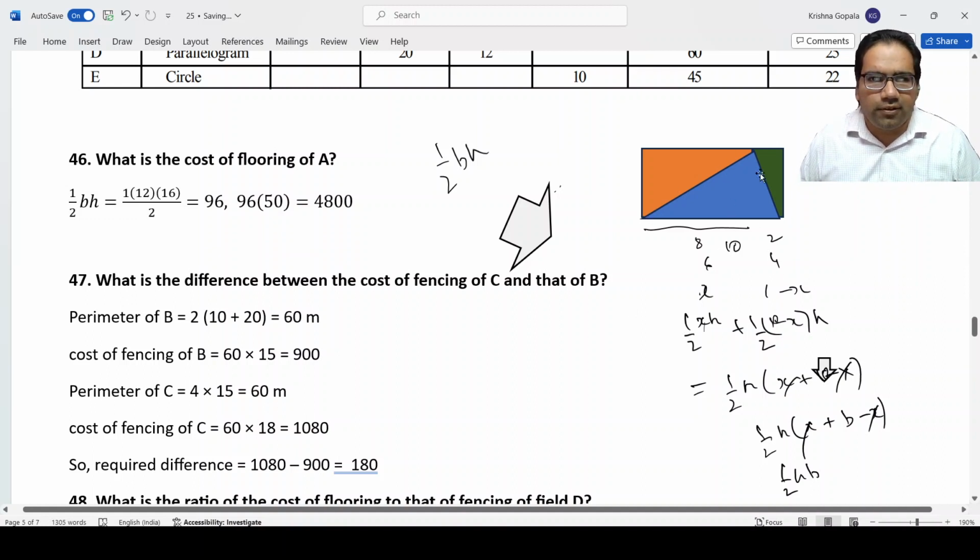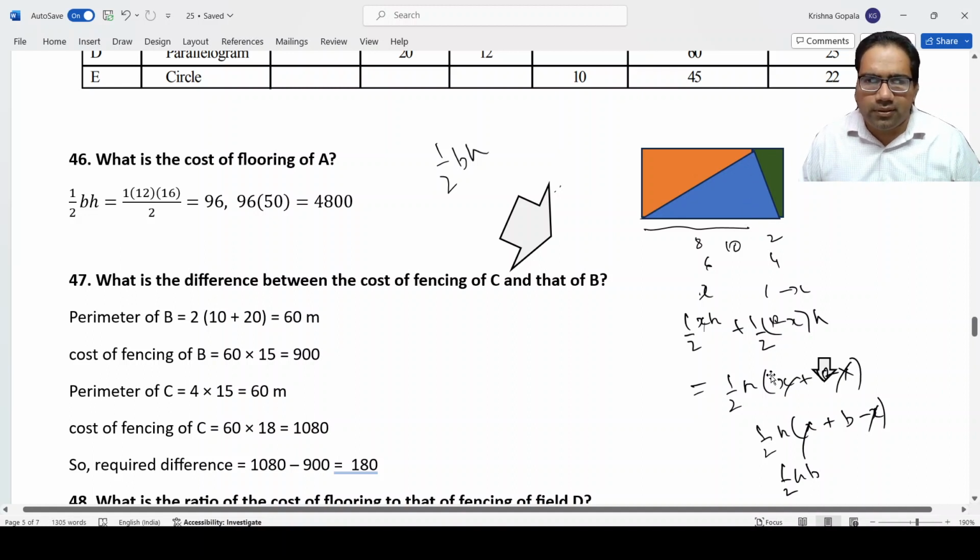This is half into base into height, the area of any triangle. How did we derive this? Because a triangle is actually made of two halves of two rectangles. What are these two rectangles? Any rectangles, any two rectangles.